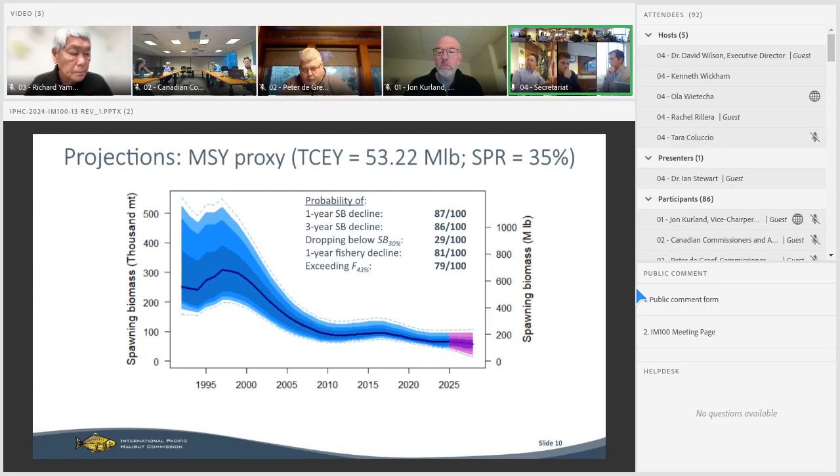We have high certainty that the stock would be declining over the next 3 years, 87 or 86% chance of decline over a 3-year time horizon. So it's pretty clear as we look across these alternatives from no fishing at all up to this MSY proxy that we've gone from a fairly steeply increasing stock to a decreasing stock.